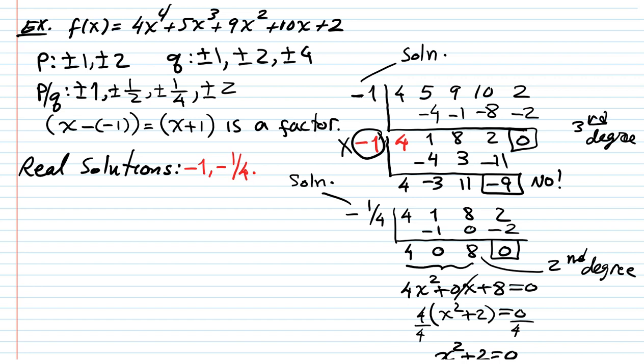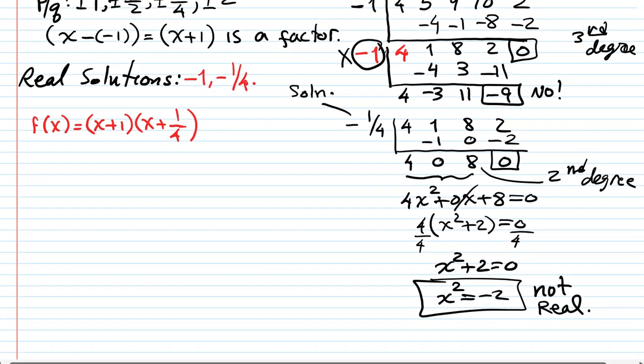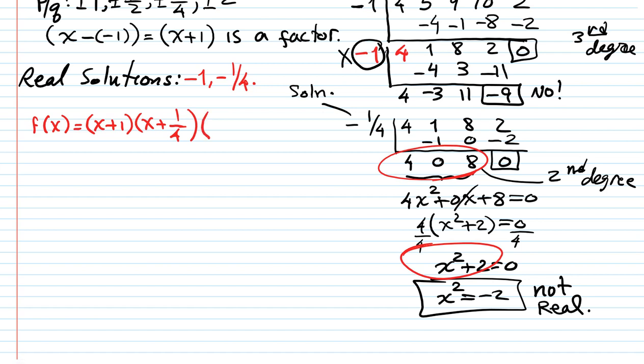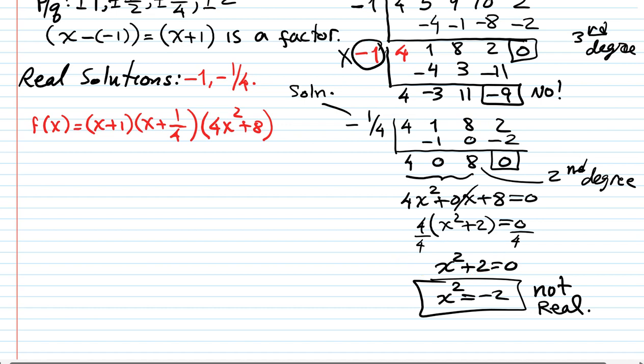Okay, the factored form of the polynomial. So f of x can be written as x plus 1, x plus 1 quarter, right? It's x minus c. So I accounted for these two, and simply what's in the third row. And that third row, remember, it was 4x squared plus 8. And there you have it. Now make sure you carry the third row that has a 4.